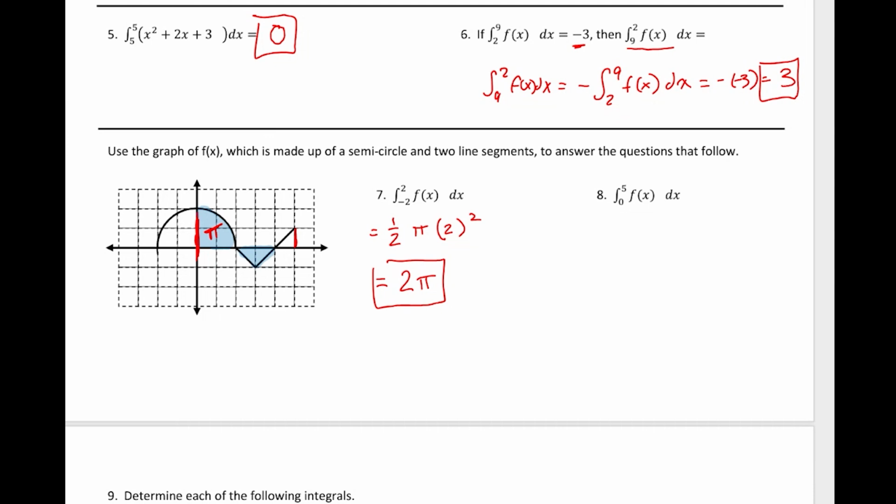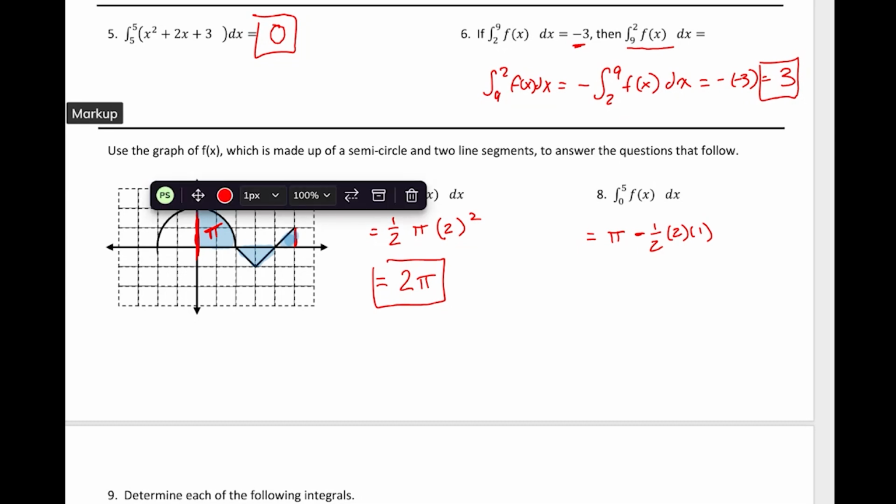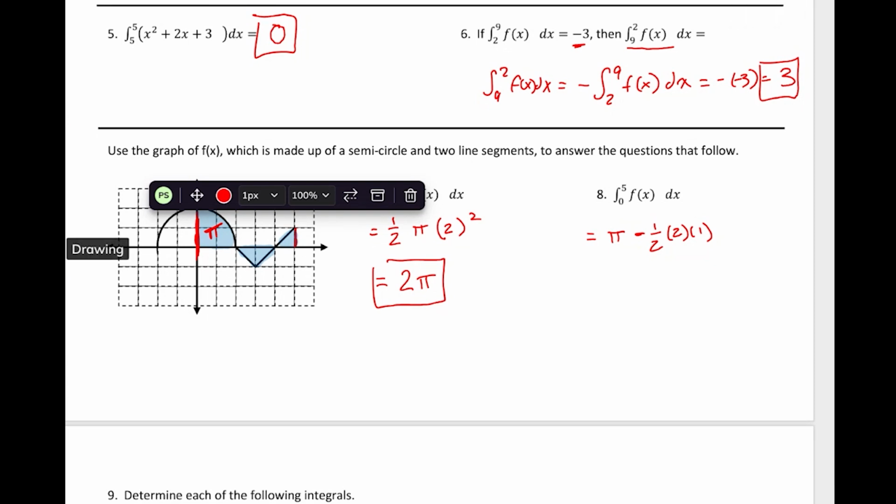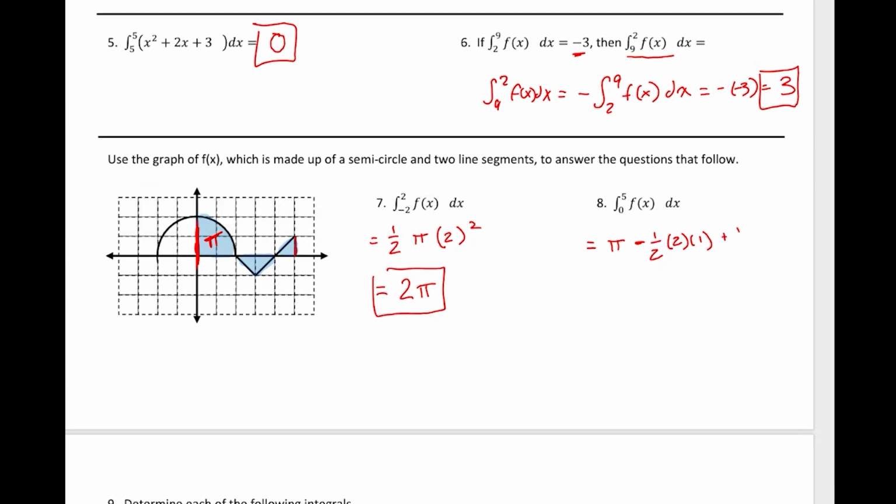So let's just start writing this out. So we have the pi, and we're going to say minus the area of that triangle I just highlighted. So half base times height would be half times 2 times 1. And then we're going to add the area of that other tiny triangle over here. And that'll be positive area because it's above the x-axis. This one right there. So that would be plus half of a base of 1, a height of 1.